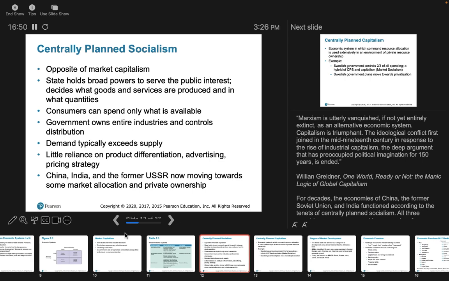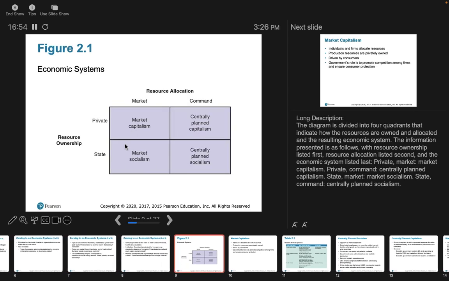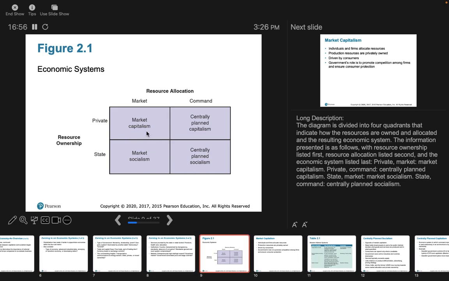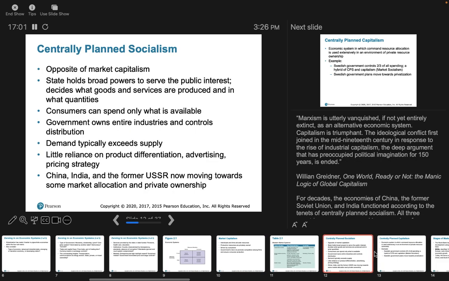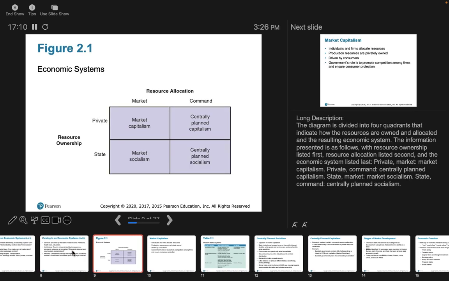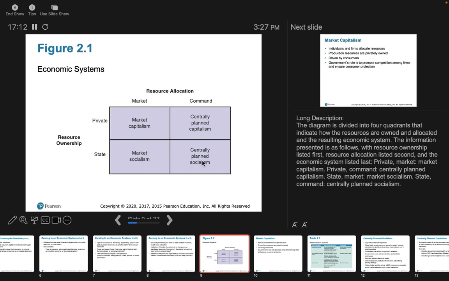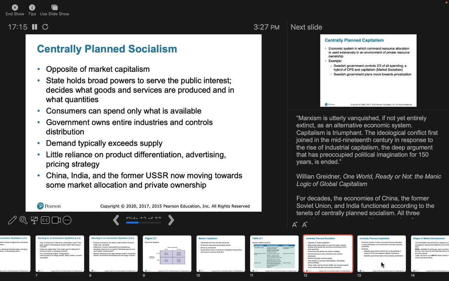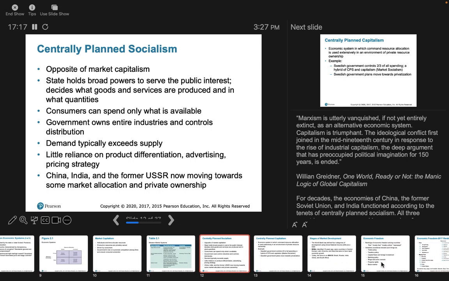Now, looking at the centrally planned socialism, which is this slide, so we've talked about the market capitalism. Now we're going to look at centrally planned socialism. What does this entail? Okay, so we're going to look at what it entails. It is the opposite of market capitalism. The state holds broad powers to serve the public interest.